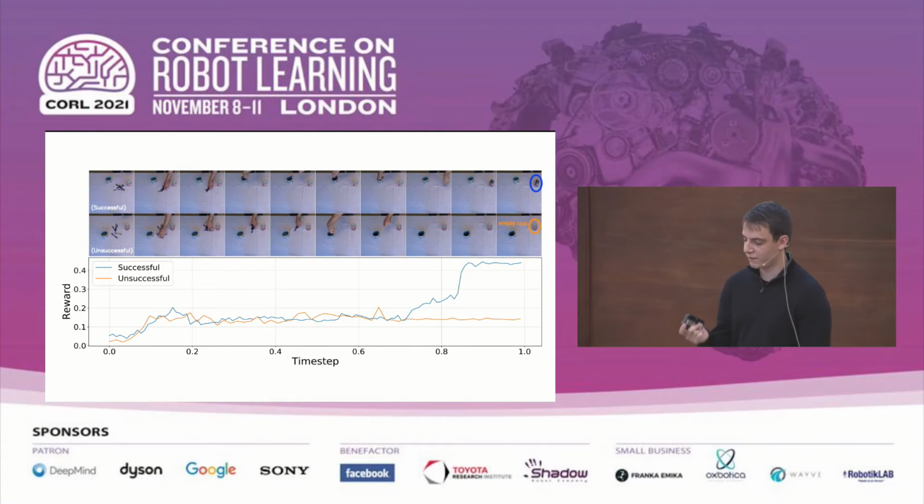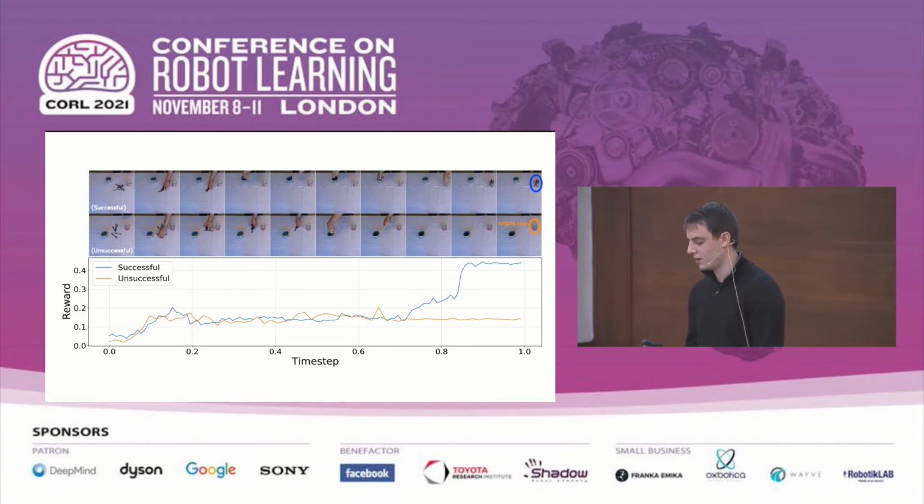For this task, the difference between the positive and negative demonstration is that the negative only does half the task. So we only place the pens in the first cup. So you see the reward in orange here increases, but then plateaus, whereas for the positive demonstration, it increases.